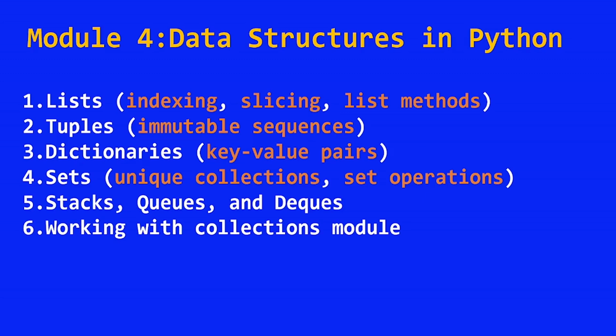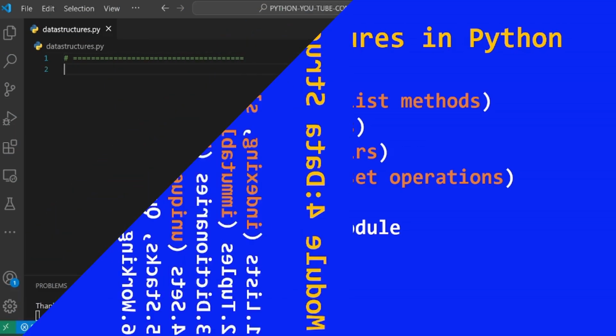And subsection 4 covers sets. We look at unique collections and set operations. In subsection 5 we're going to look at stacks, queues, and deques. And finally, in subsection 6 we're going to work with the collections module. The main agenda is to make you more practical than theoretical. So let us head to VS Code and start our magic.